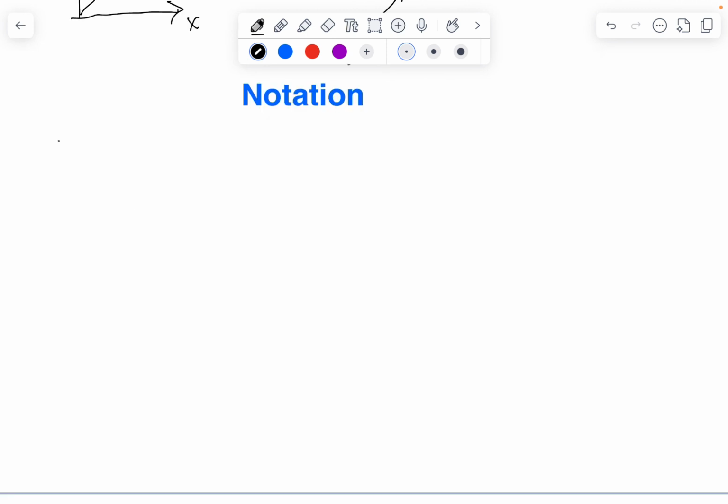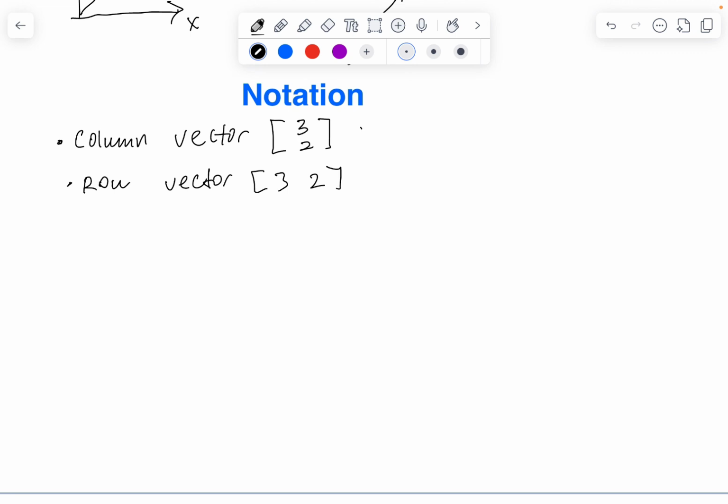So, notation for vector. We have column vector, and we write it like this, for example 3, 2, and we also have row vector, and we write it like this, and both of these mean the same. And in my practice, most of the people use column vector, but row vector also works just fine.